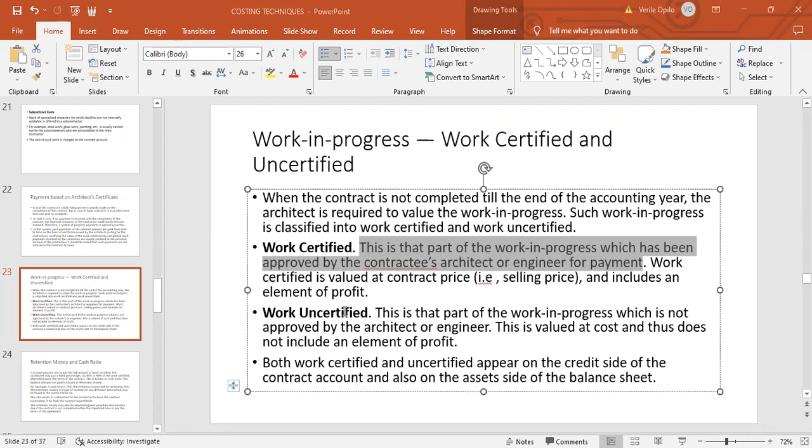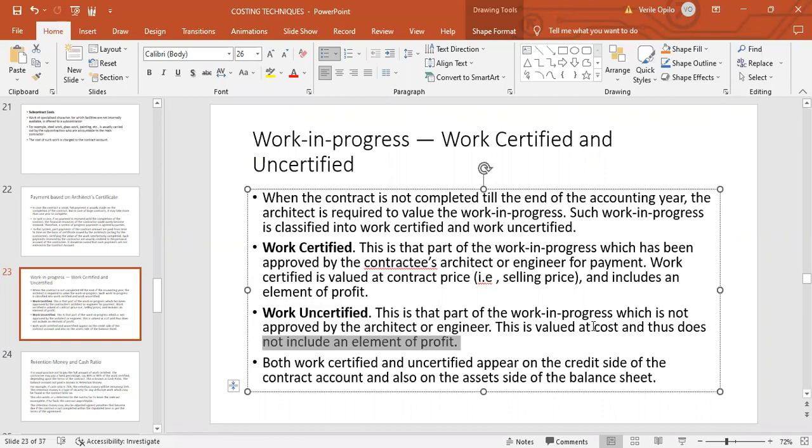And then we have now the work uncertified. The work uncertified is part of the work that has been completed, but it hasn't been approved yet by the architect or the engineer. So for this work uncertified, because it has not yet been approved, we don't value it based on the contract price, and therefore it doesn't include an element of profit. Instead, it is usually valued at cost. It is valued at cost, and it does not include an element of profit.